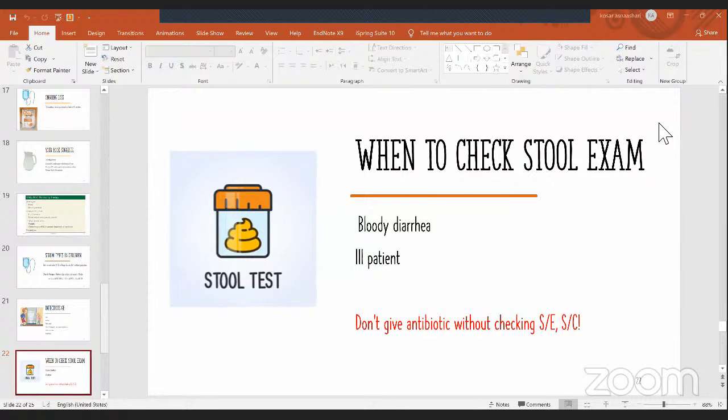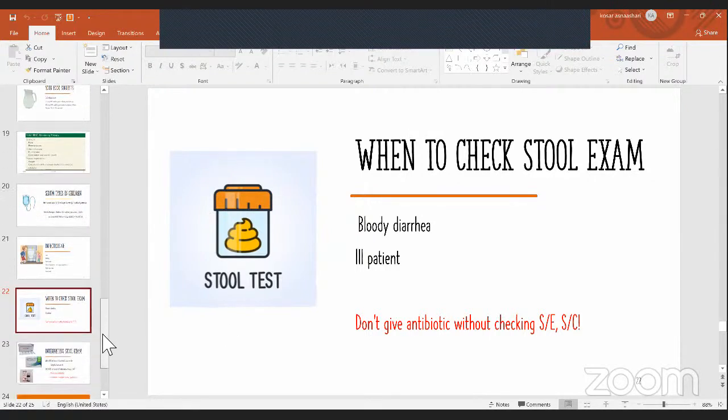And it's very important that you do not prescribe antibiotics without checking a stool exam. I will tell you why. So now we're okay. We know when to check a stool exam, okay? Only bloody diarrhea and ill patients. So we have the result of a stool exam now. What should we do and how should we interpret it?